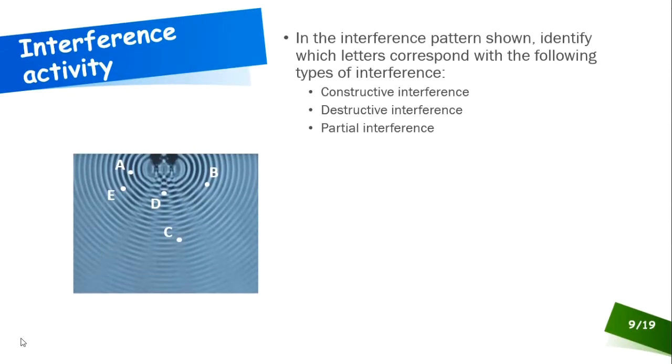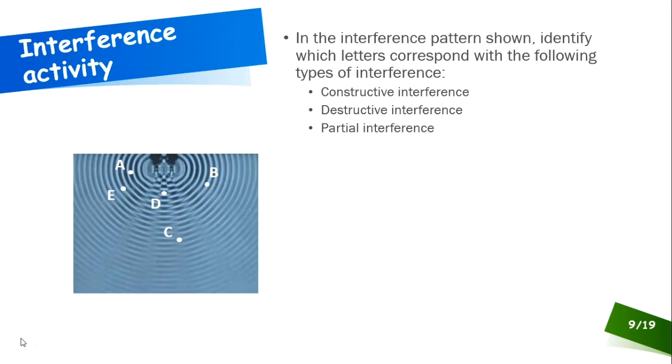With that in mind, take a moment in your workbook and work out this activity. We're going to look at identifying areas of constructive interference, destructive interference, and partial interference. Go ahead, stop the video and take a moment to identify which type of interference we have at each of those 5 points in the image. When you get done with that, come back and we'll see how well you did.